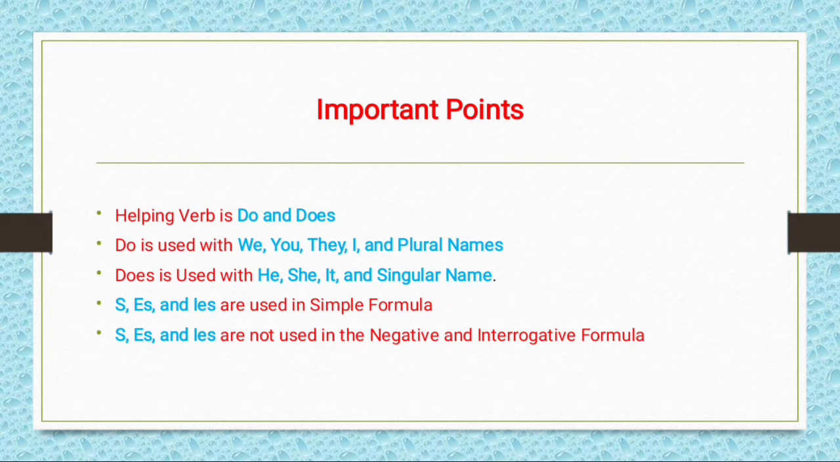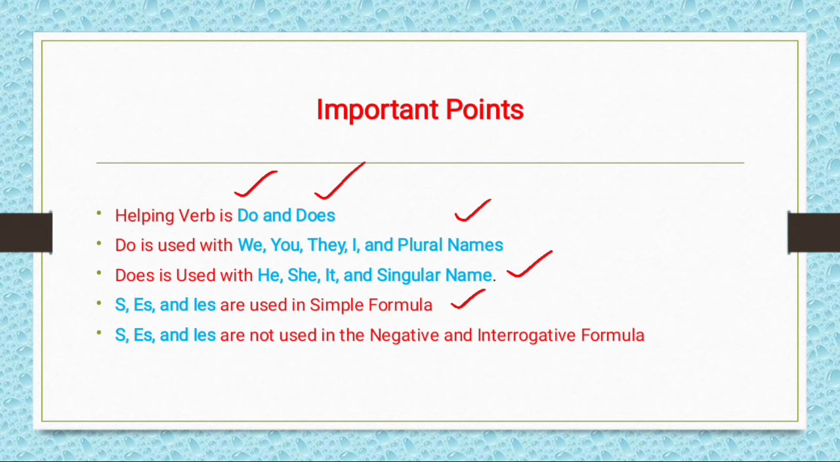The helping verbs of present indefinite tense are do and does. Do is used with the following subjects like we, you, they, I, and plural names. Does is used with he, she, it, and singular names. And the main thing in present indefinite tense is s, es, and ies.